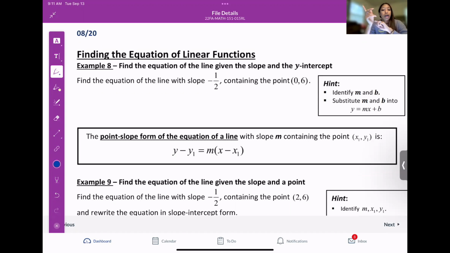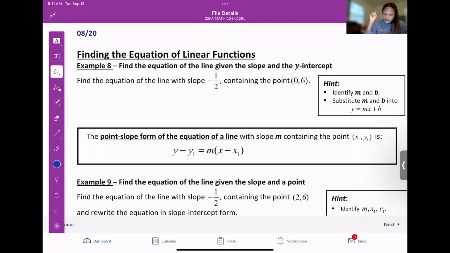That's 3 different ways. Also, if we're given, obviously, the slope and the y-intercept, that's what we're given here in example 8. That's really easy. We just have the slope-intercept form of the line, so we can find the equation. Another way we talked about earlier was if you have the slope and a point, and I mentioned that there was something called point slope form of a line that we can use to find the equation. That's coming up here. So now we're going to learn the point slope form of a line.